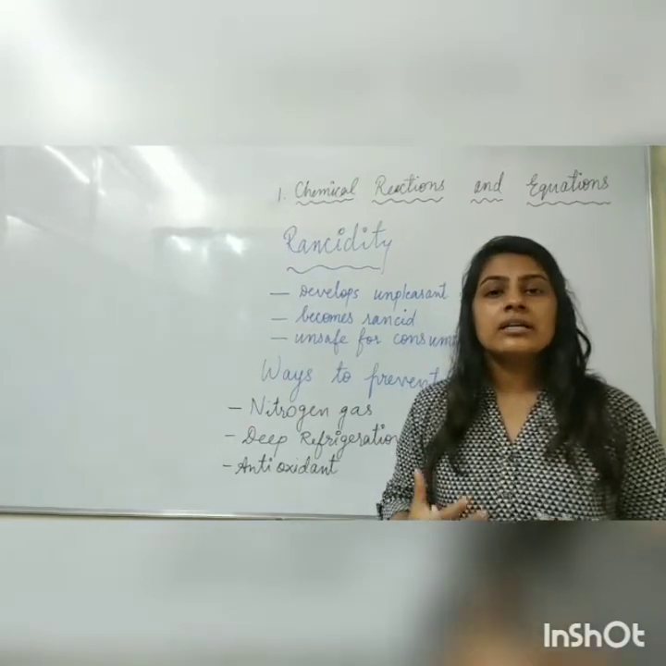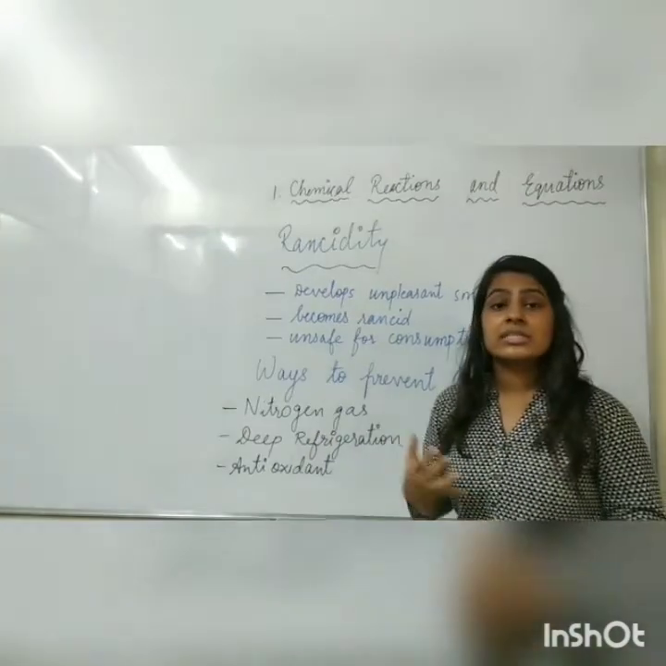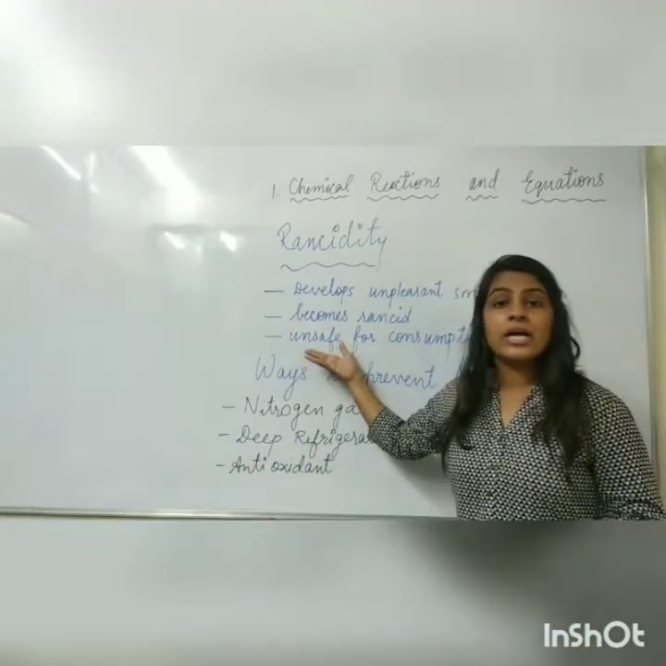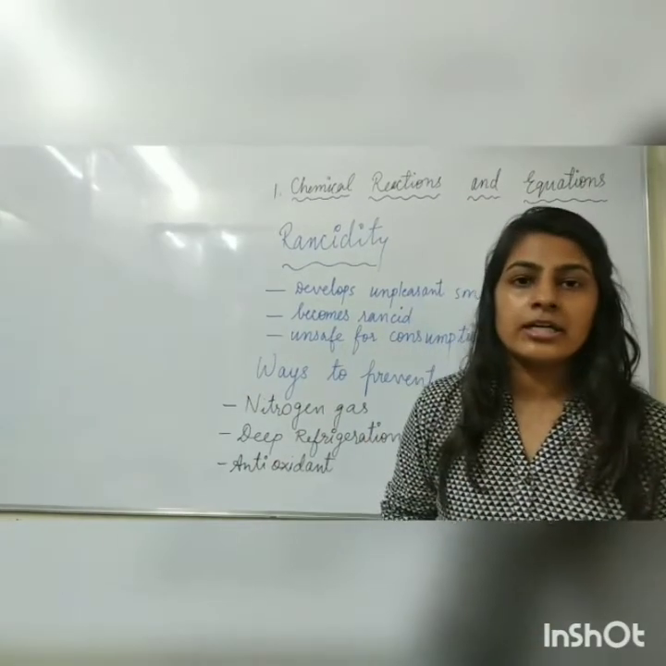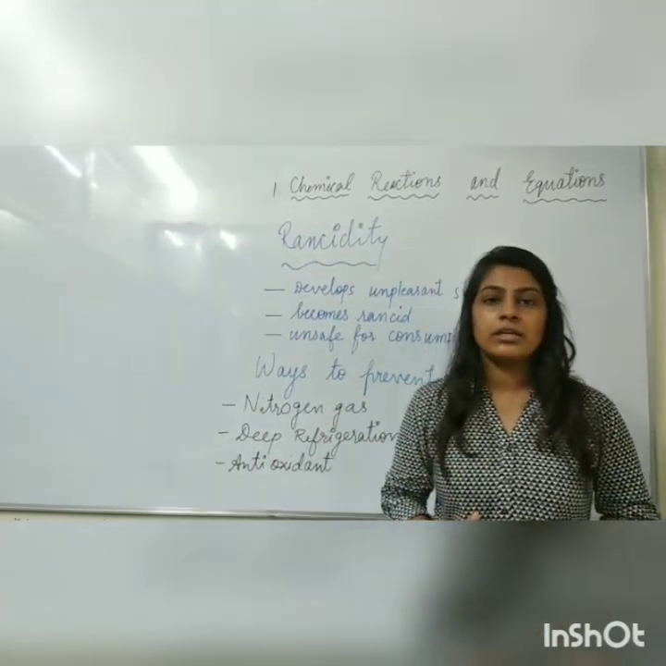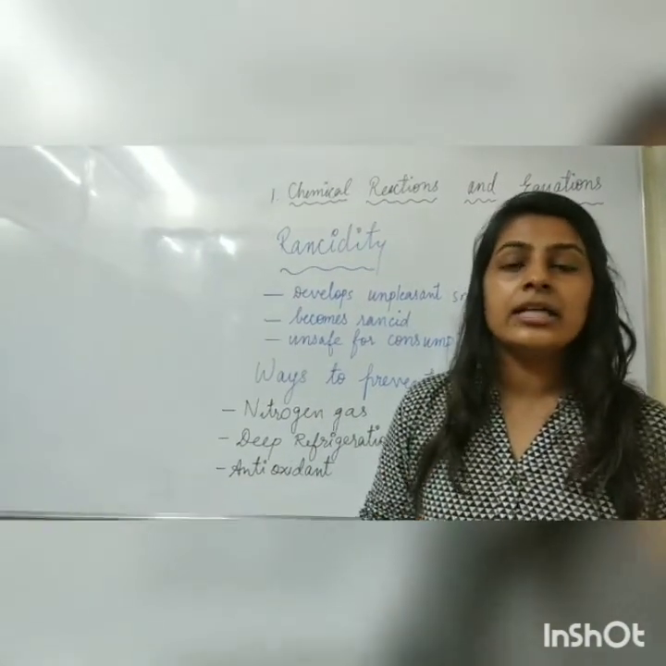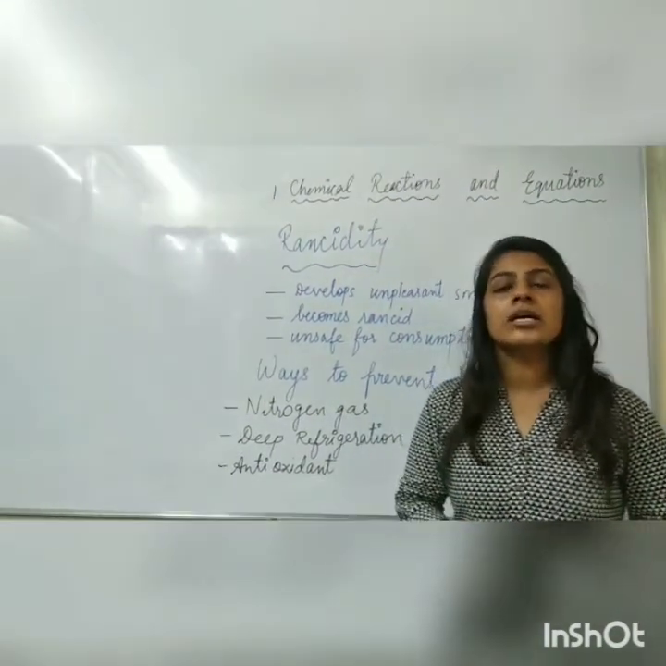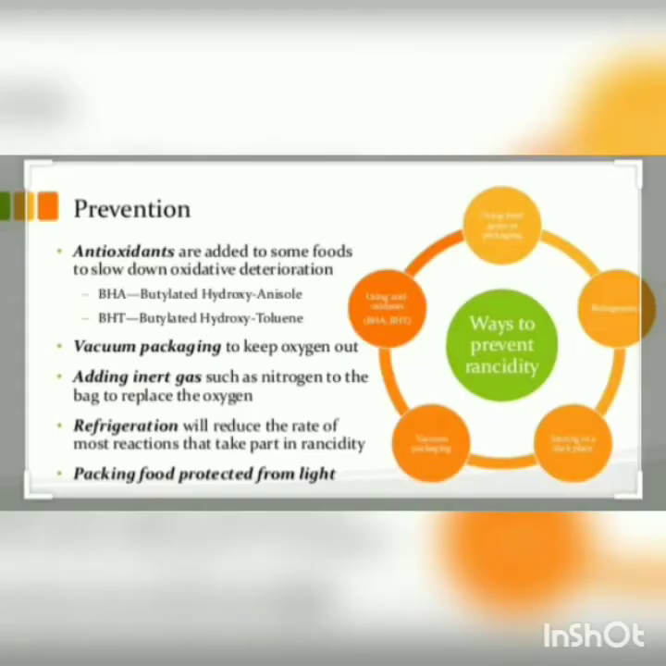It produces rancid substances. On our food material, rancid substances get collected, and because of that, it becomes unsafe for consumption. That is rancidity. Spoilage of food material in which fats and oils are present, they get oxidized, they get rancid, and this process is simply called rancidity. We can prevent rancidity by using antioxidants, vacuum packaging, using nitrogen gas, refrigeration, or protecting it from light.